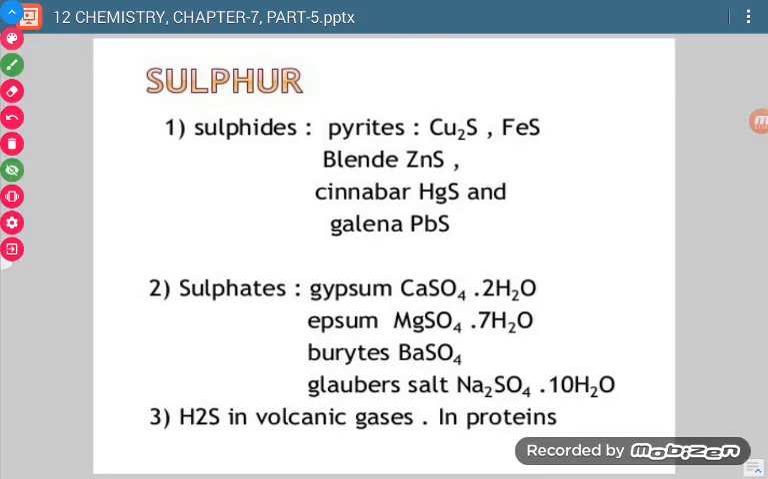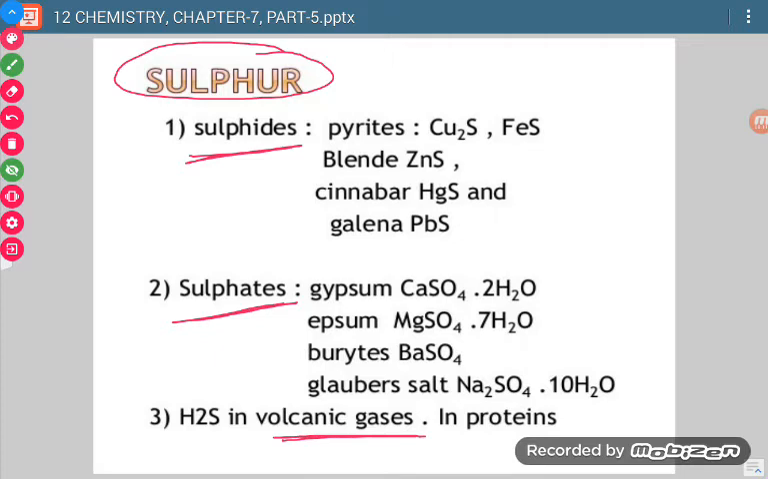Now we start with sulphur, the second element which will be discussed. So how does it exist? It exists in the form of sulfides, sulfates, or whenever a volcanic eruption occurs, then in those volcanic gases there is the presence of H2S gas. So sulphur is also there, and it exists in proteins also.